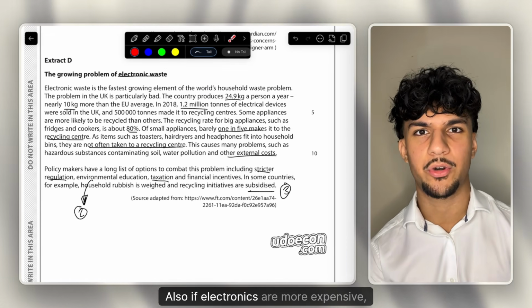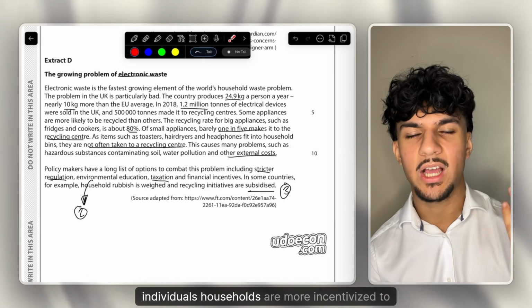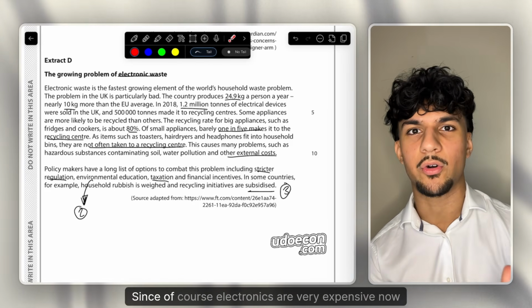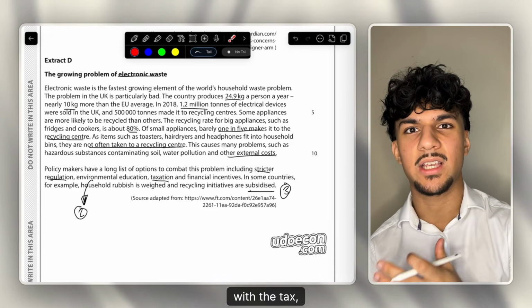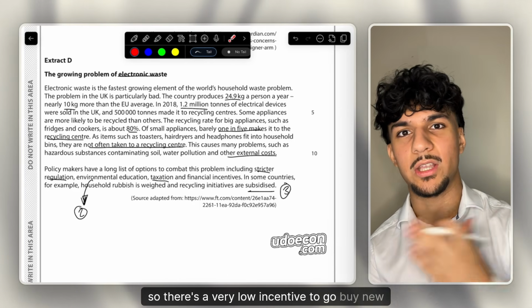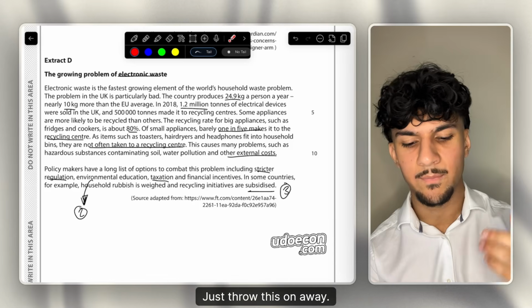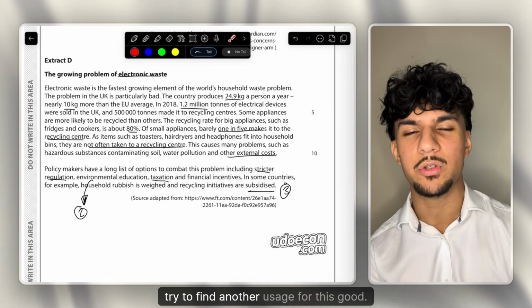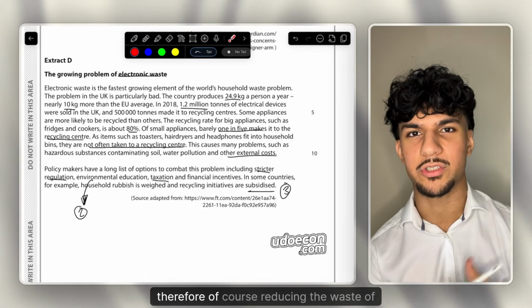Also, if electronics are more expensive, individuals, households are more incentivized to keep hold of that good, to keep using that good, since of course electronics are very expensive now with the tax, so there's a very low incentive to go buy a new electronic and just throw this one away. There's more incentive to try reuse, try to find another usage for this good, therefore of course reducing the waste of electronics.